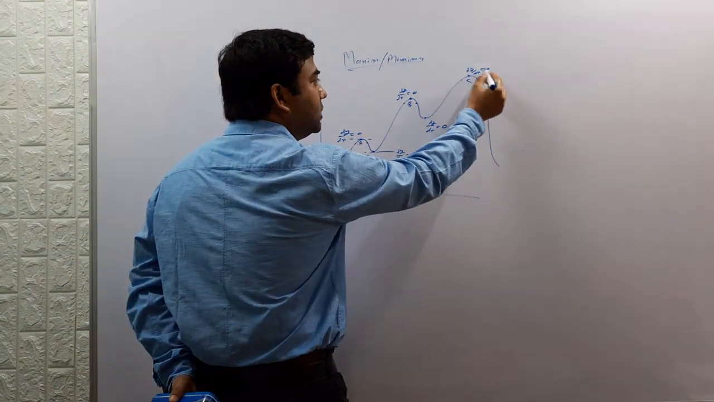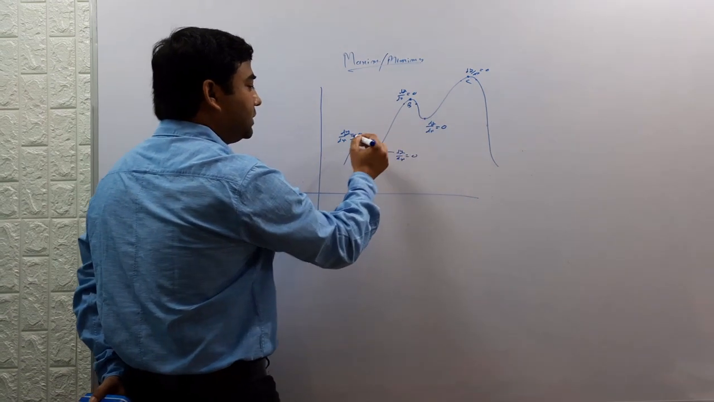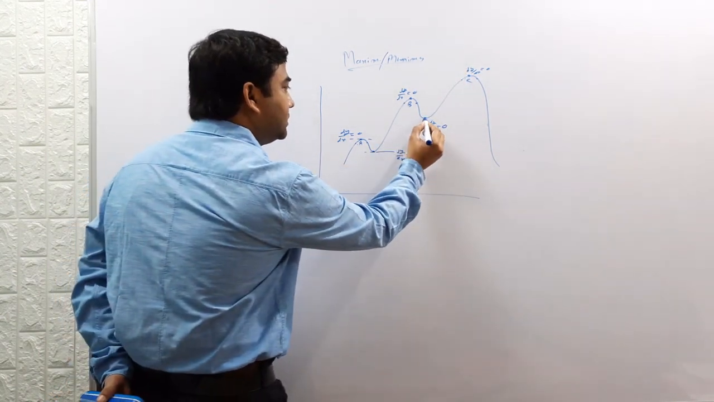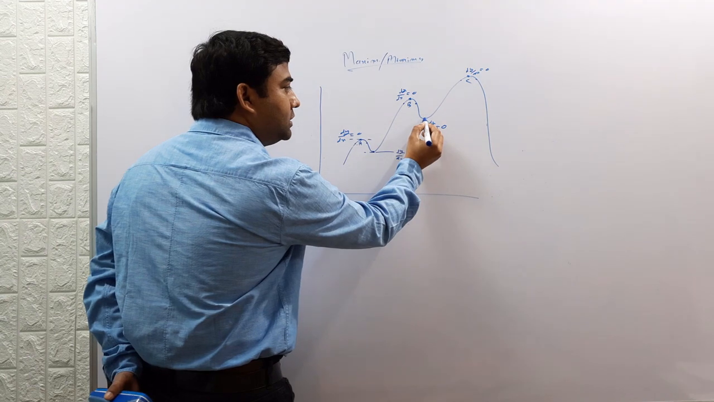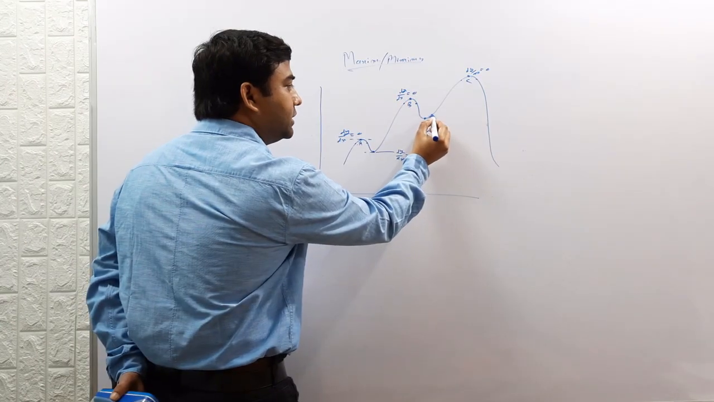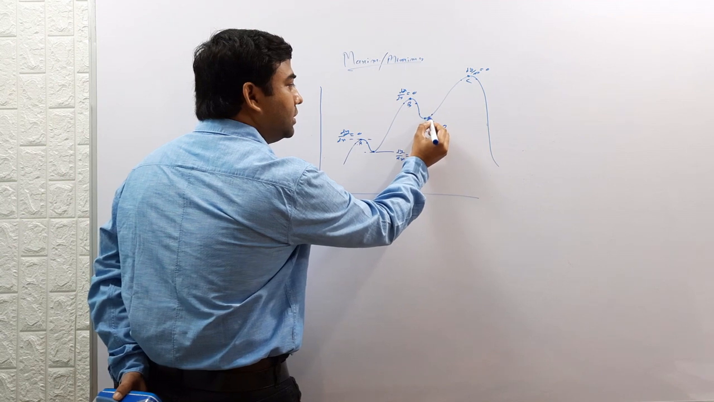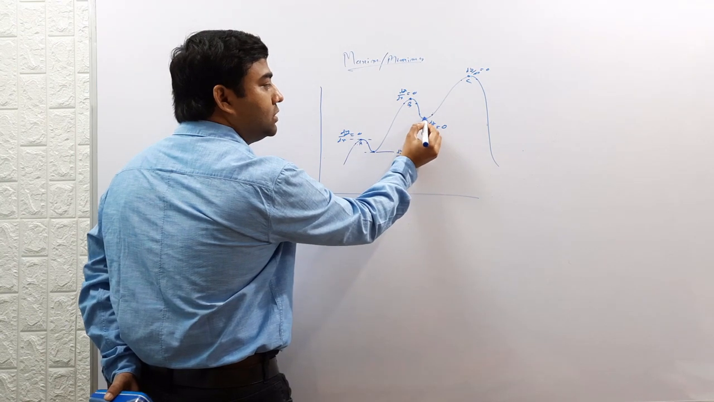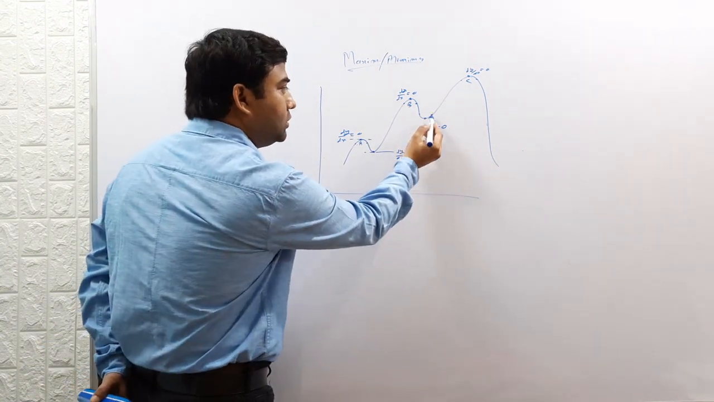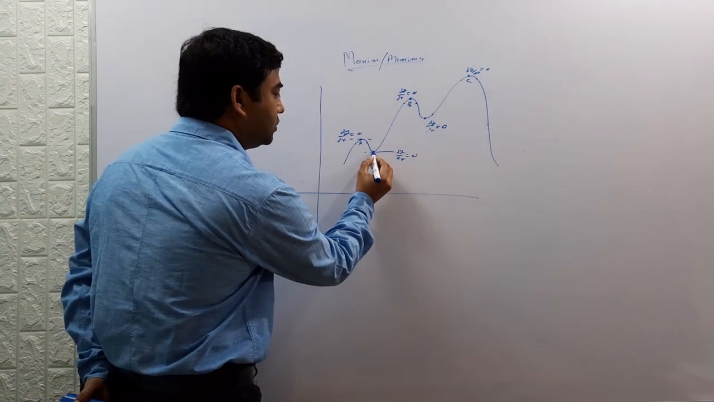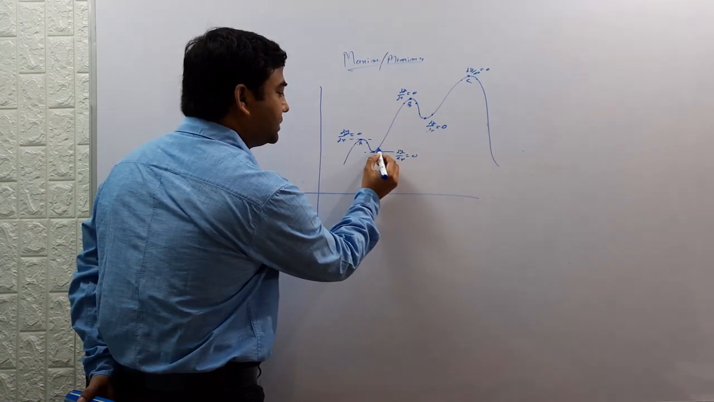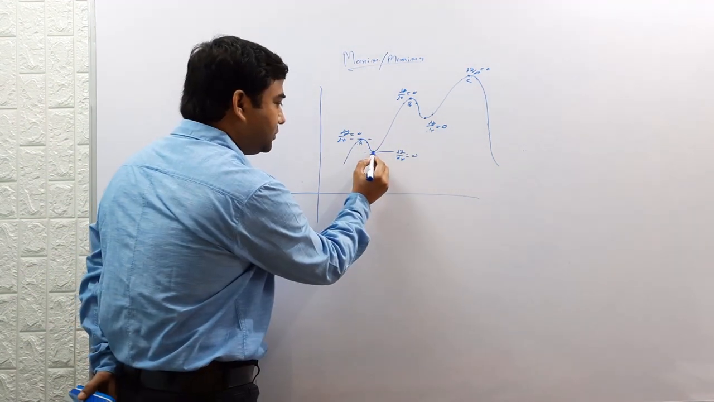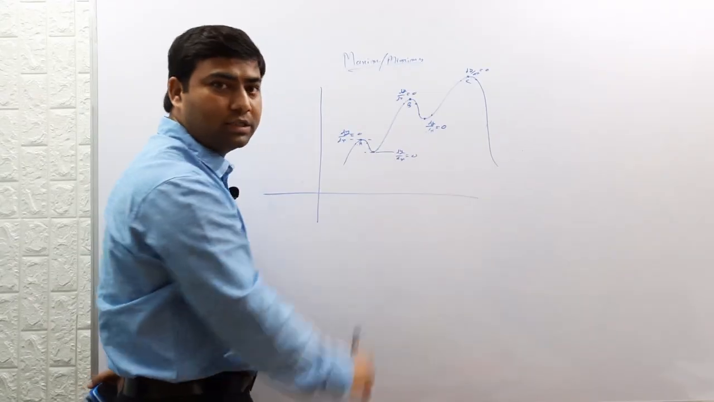Local means in this small range, these values are the maximum value. Similarly, this is a minima. This value is minimum relative to its nearby points. When you go ahead, the value of the function increases. When you go back, again the value of the function increases. So this point is a local minimum. Similarly, this point is a local minimum. When you go slightly to the right side or slightly to the left side, on both sides the value increases. Hence, at this point, the value is minimum in this local region.